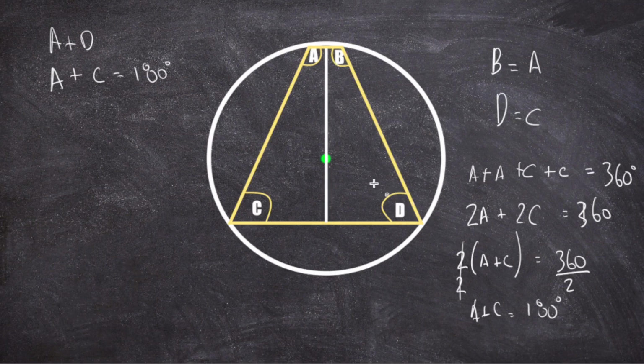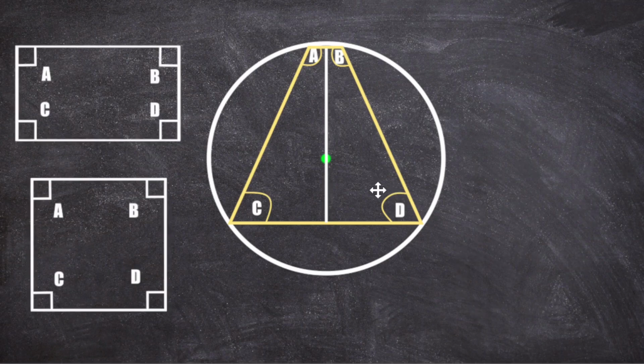So the opposite angles in the trapezoid must add up to 180 degrees, which means that this quadrilateral is a cyclic quadrilateral, and it's quite obvious to see anyway because you can see that the four corners of the quadrilateral lie on the circumference of the circle. So the isosceles trapezoid is a cyclic quadrilateral.